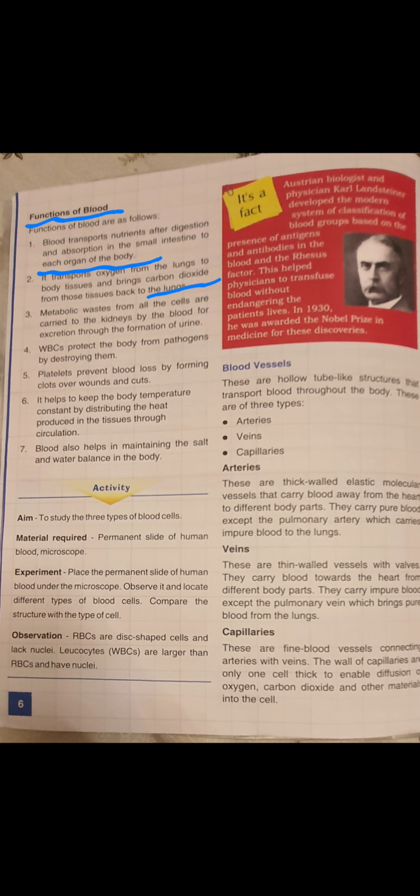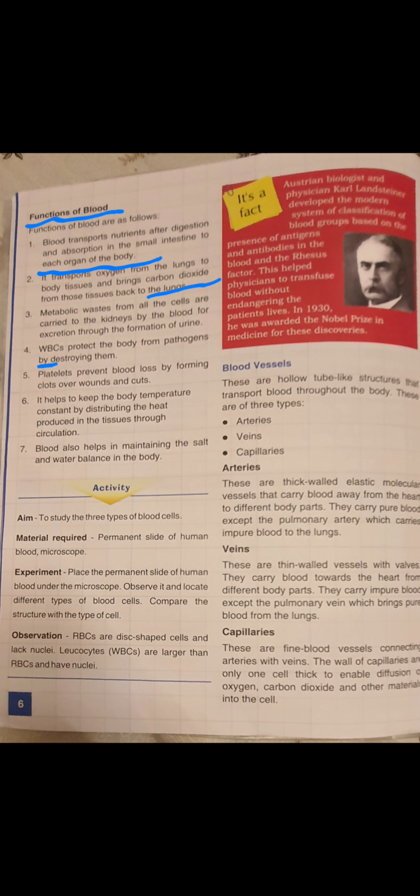Number 3 is that metabolic waste from all the cells is carried to the kidneys by the blood for excretion through the formation of urine. The blood takes all the metabolic waste from the cells of the body to the kidneys, and whatever is the waste part goes out from your body in the form of urine.